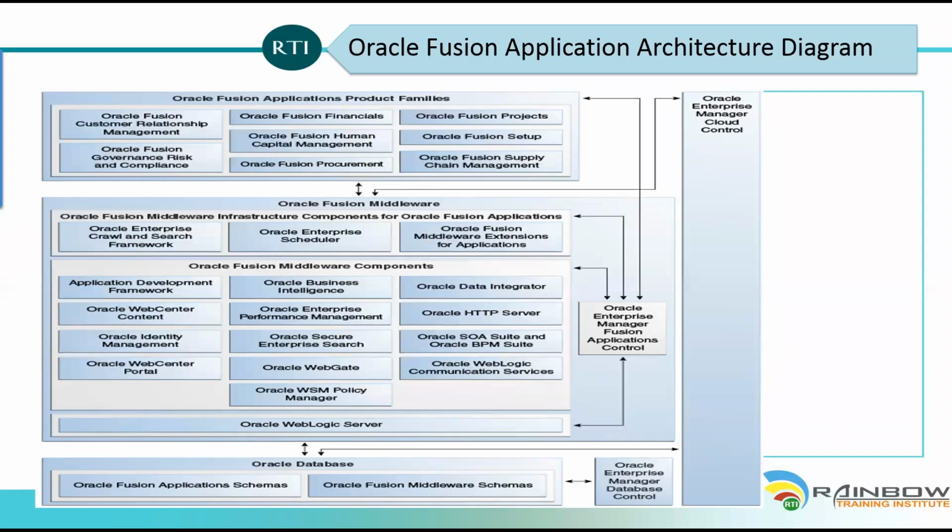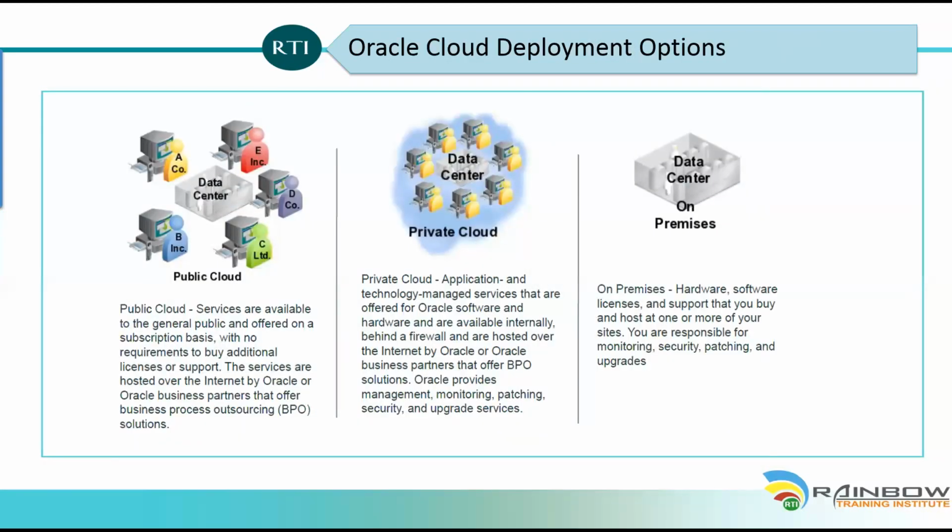My video has more detail about each and every component. You can revisit it if you want. Okay. Coming to the deployment model, what I was saying before, right? Oracle has three deployment options: the public cloud, private cloud, and on-premise cloud. If you see the first example, public cloud, one data center is there, and companies A, B, C, D, E are using the same data center to access the Fusion application.